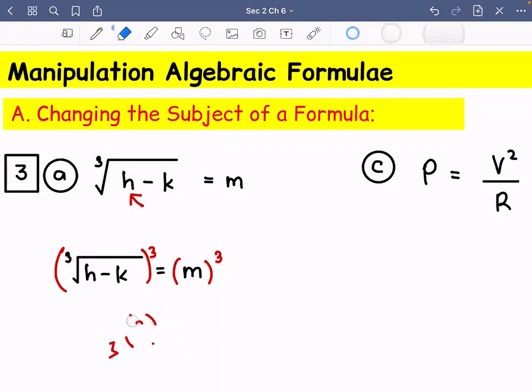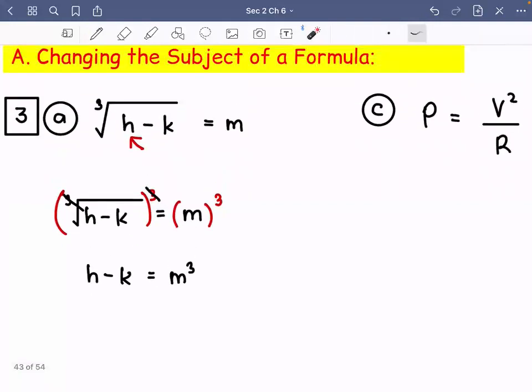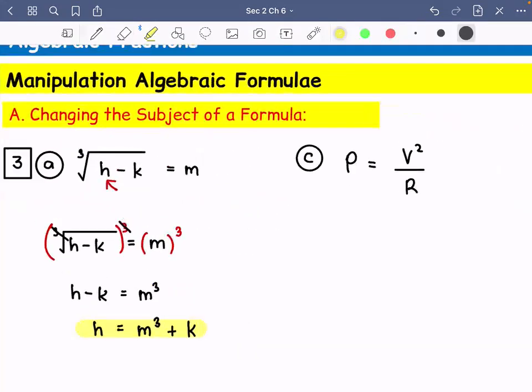Okay, so let's have that now. Let's cancel this. So we now have h minus k equals m cubed. And then to make h the subject, I'll get rid of k by transposing that to the other side. So h is equal to m cubed plus k. So that's our answer for 3a. Do you have any question, class, for 3a?